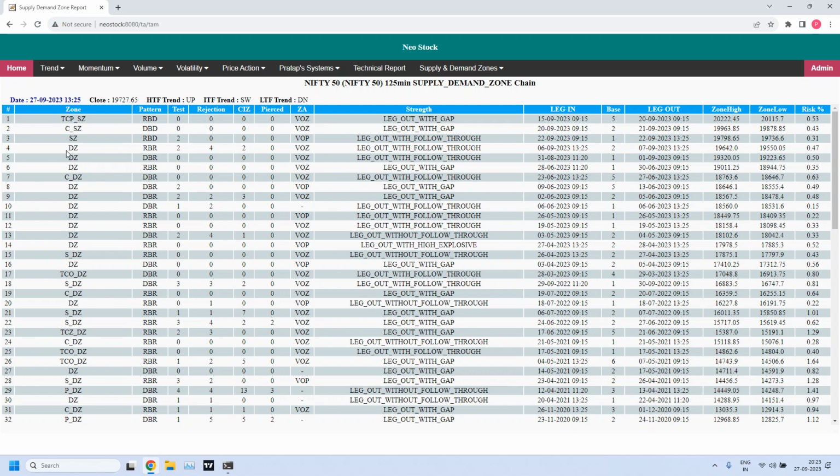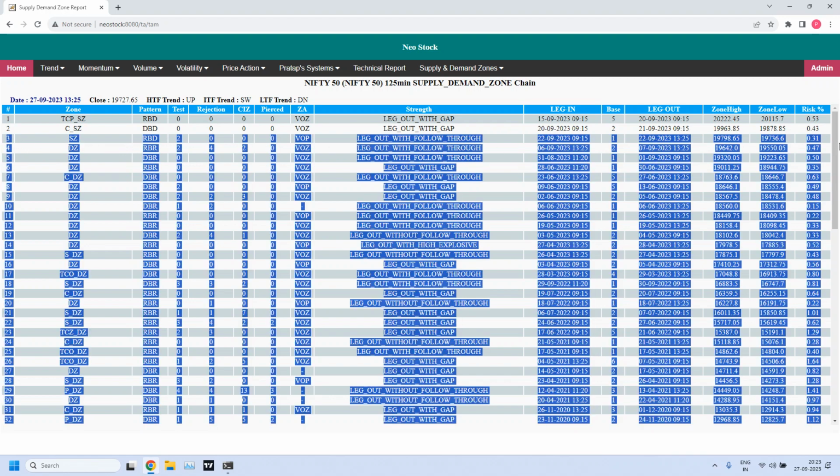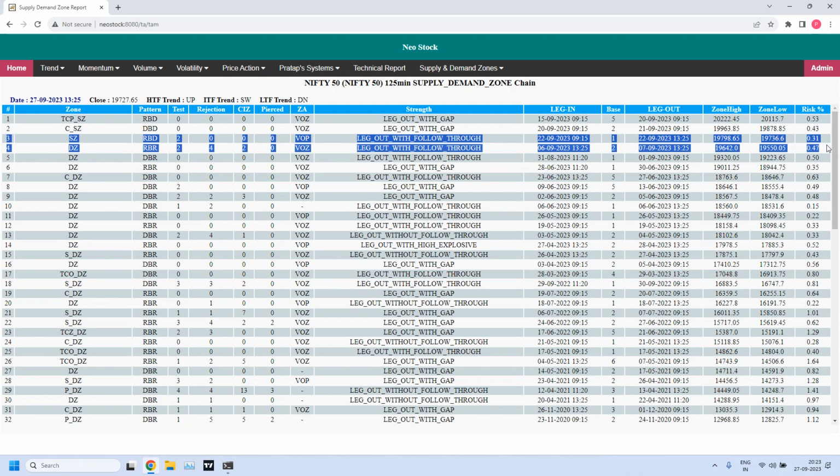Okay, so before moving to the next chain, these two are the immediate demand and supply zones. Just above this supply zone, we have a high liquidity supply zone.